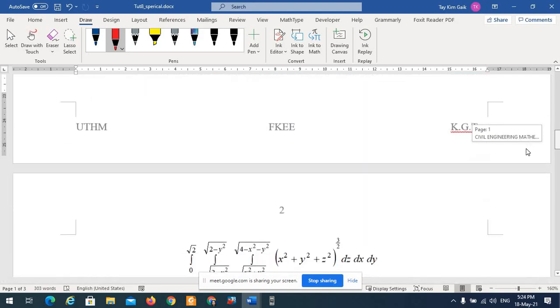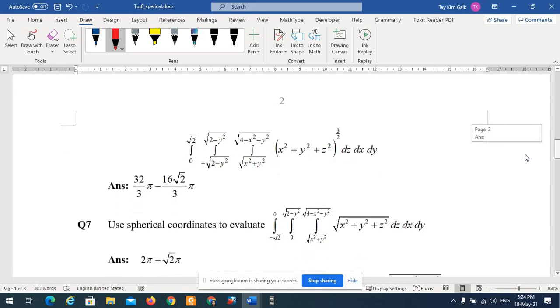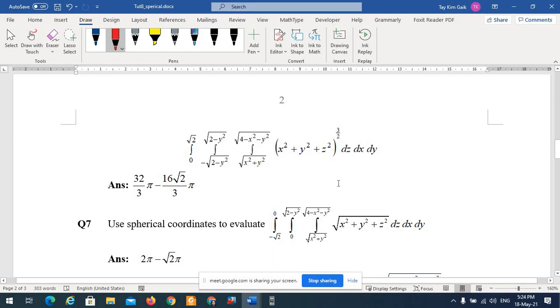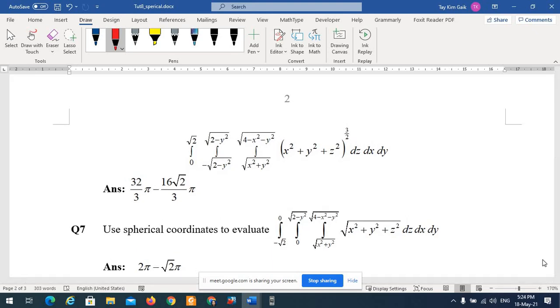Number 6 is also the same type, because the bottom here is z equals root of x squared plus y squared. This is an upper cone, and this is an upper hemisphere. So from the lower limit of z, it tells you phi is pi over 4. The upper limit tells you rho is actually 2. Rho is 2.